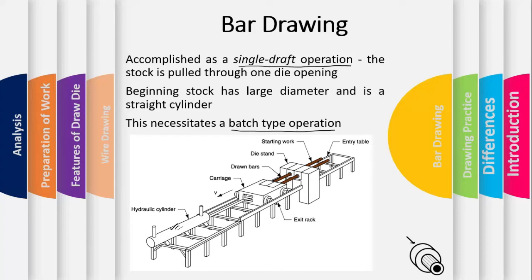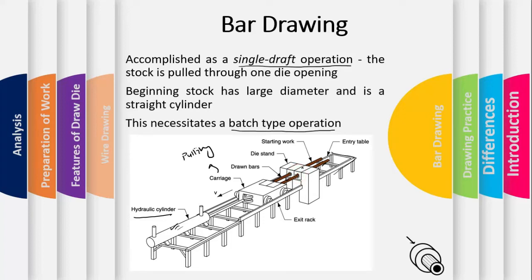If you see this bar drawing table, we have the entry table, this one, and a carriage that is pulling the stock. Behind this carriage we have a hydraulic system that is powering it. We have the drawbars, our work material. We have the die stand which contains the dies, and this is the die.